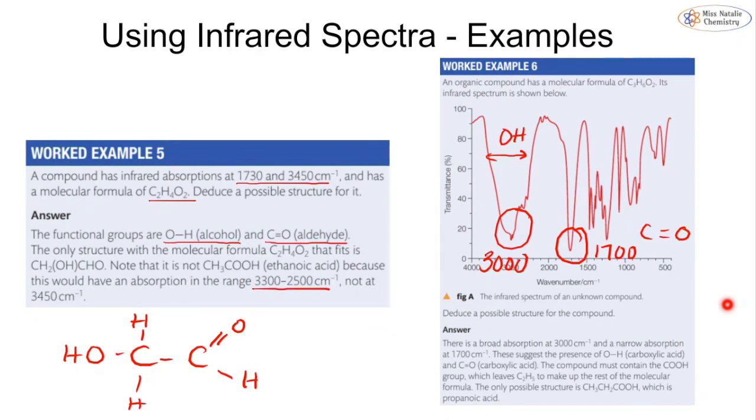So we go back up to our molecular formula, C3H6O2. Well, if we're using our carboxylic acid group and we've got 3 carbons, the only thing that it can be is propanoic acid.